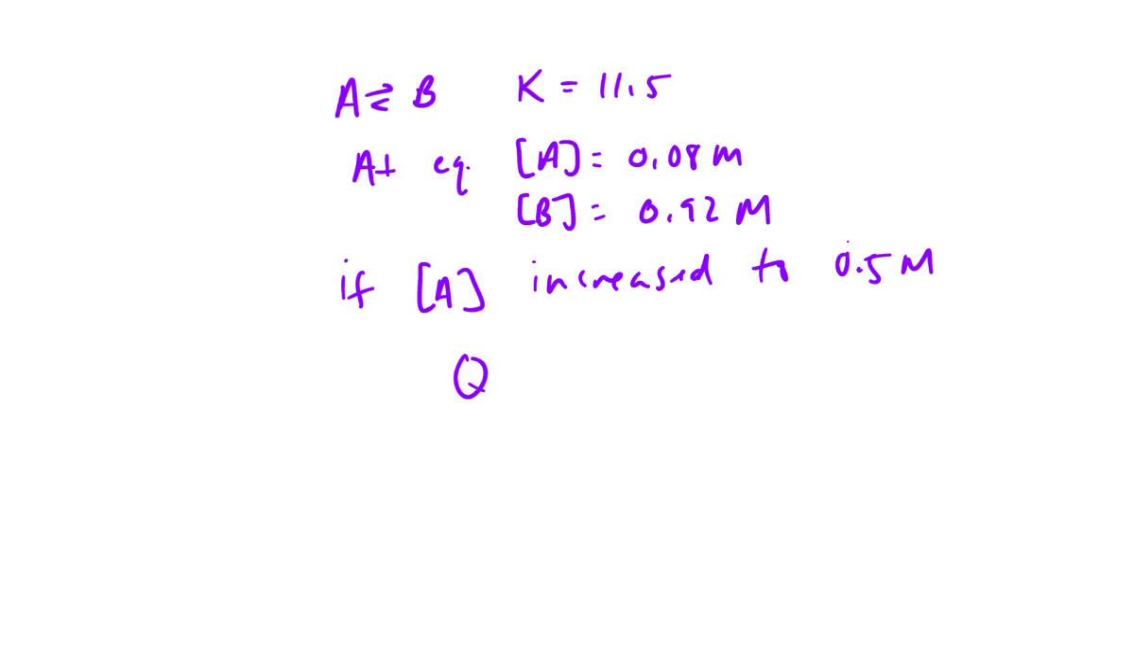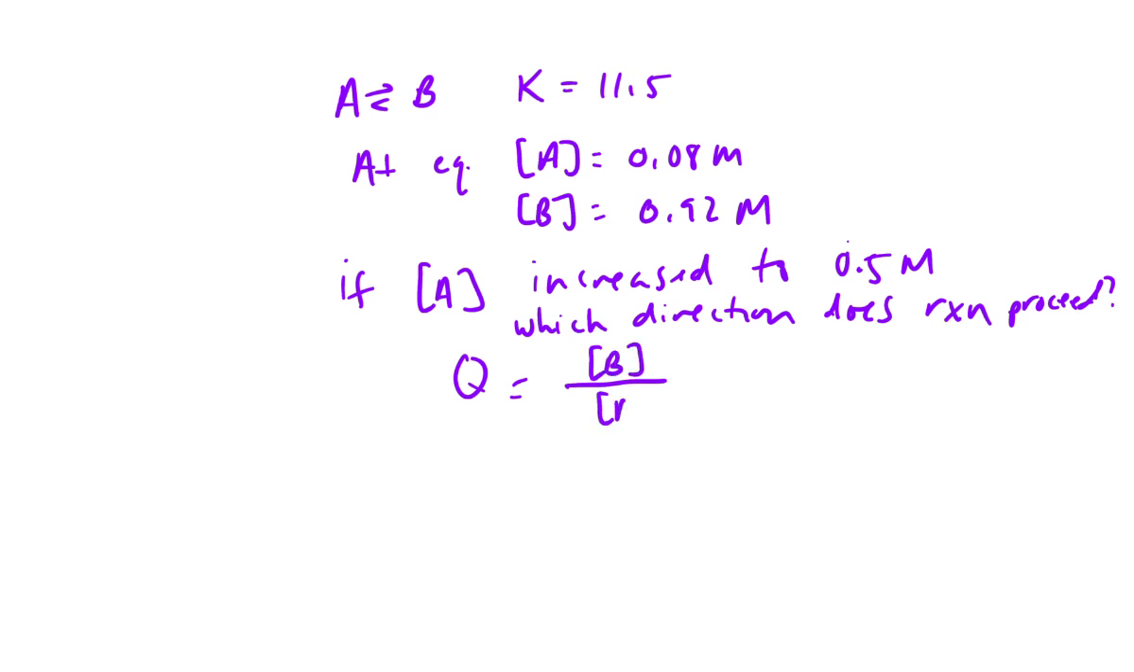We need to figure out which direction the reaction will proceed, and we can do that by solving for Q. So in solving for Q, we're going to have Q equals the concentration of B over the concentration of A. We know we're not at equilibrium, so we're not exactly using our equilibrium concentrations. We're using our new concentration of A, which is 0.5 molar. And we didn't change the concentration of B, so that's 0.92 molar.